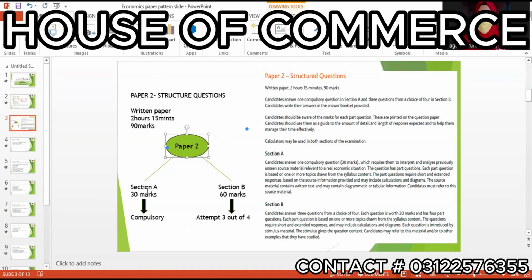Paper 2 is further divided into two parts, Section A and Section B. Section A is of 30 marks and it is compulsory to attempt. Section B is of 60 marks and you have a choice there. You have to attempt 3 questions out of 4. I have attached the picture of the Cambridge guidelines here so that if you find any confusion, you can also refer to this slide.